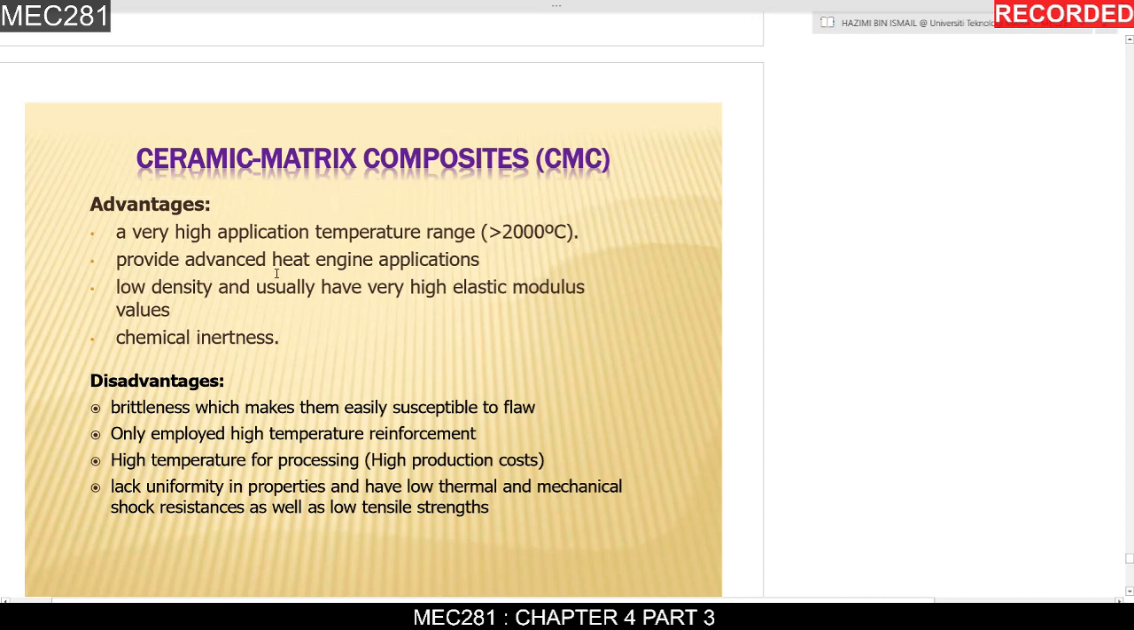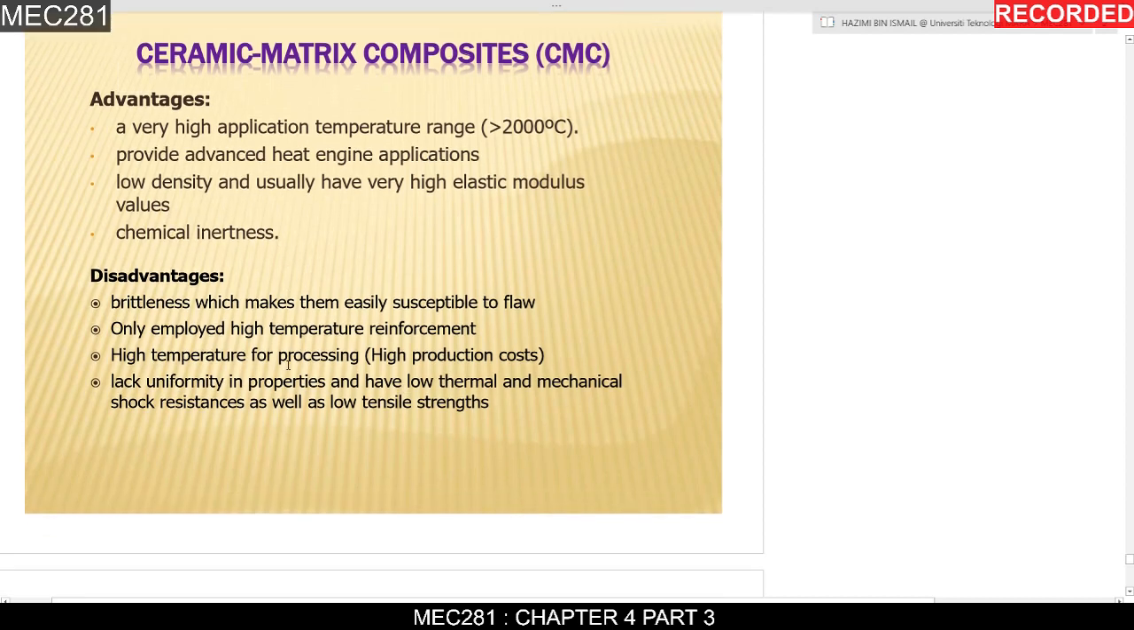So because of that temperature range, it can provide advanced heat engine application. It also has low density and usually a very high elastic modulus value and chemical inertness. The disadvantages: brittleness, which makes them easily susceptible to flaws. Even though it is a composite right now, the brittleness of the ceramic properties is still there. So the brittleness is still the flaw of that CMC material.